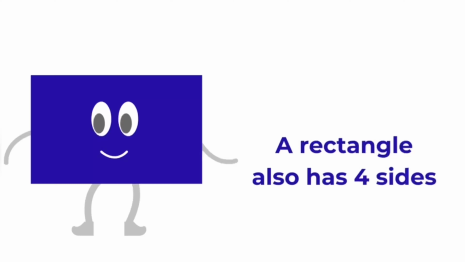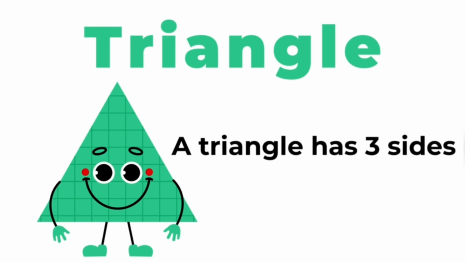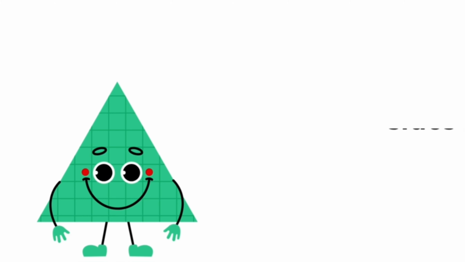The next shape we learned was the rectangle. And we also say that the rectangle has how many sides? Great job! It has four sides. But there's one thing with the rectangle. It has two long sides and two short sides. Just like what I showed you here. Right? Amazing! Rectangle. A rectangle also has four sides. And now the last shape we learned was the triangle shape. I told you that the triangle shape has three sides, right? And I also told you that it looks like a pizza. Triangle. A triangle has three sides.